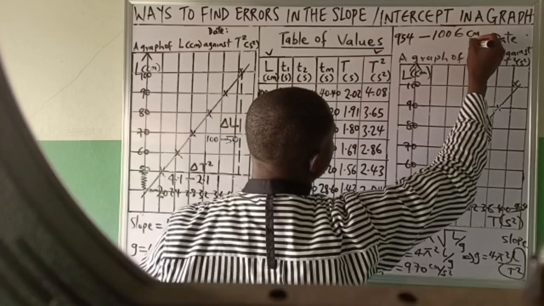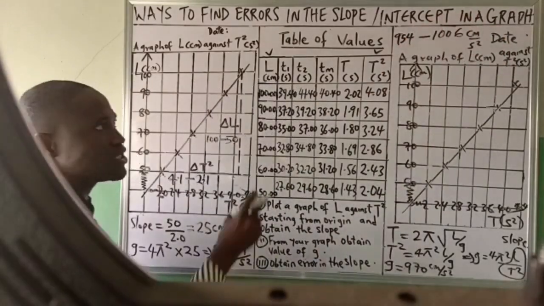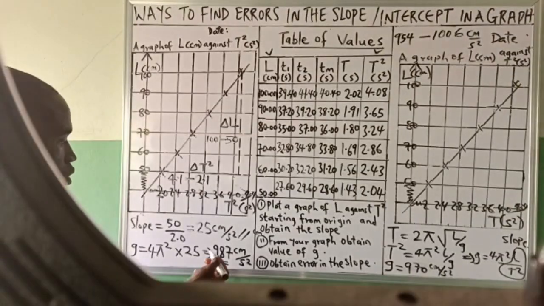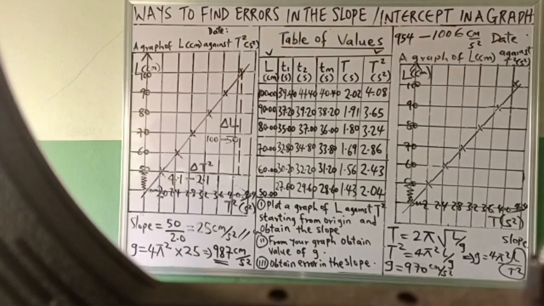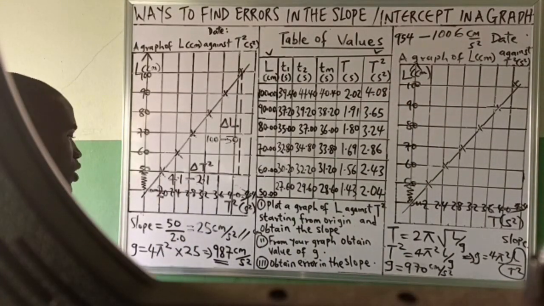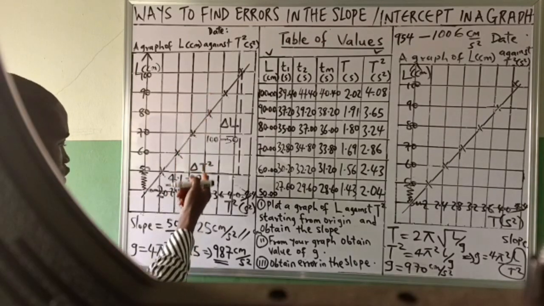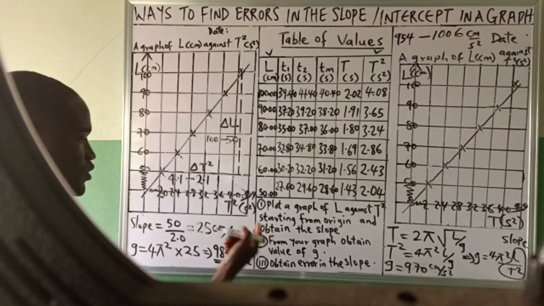Centimeter per second square. This is the possible range of value. So 987 still falls in the range of value. So we are saying correct. So we have seen how to get the slope and the value of g.